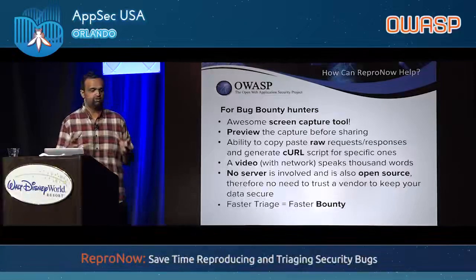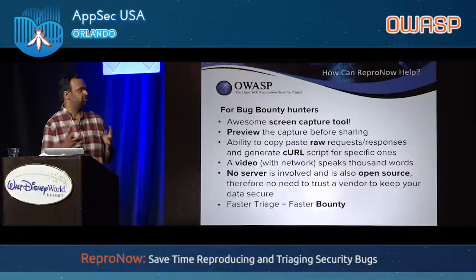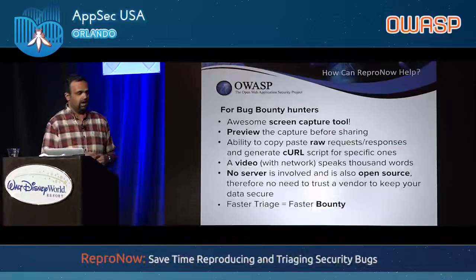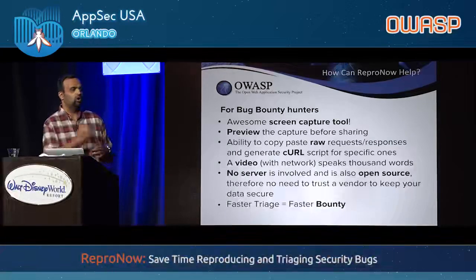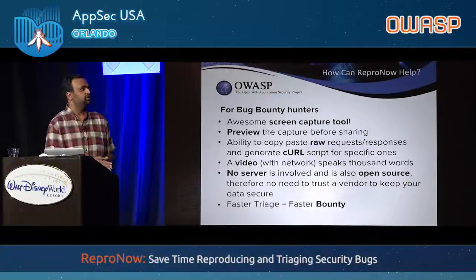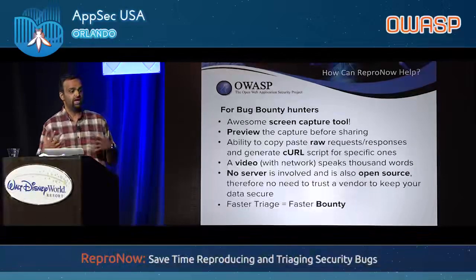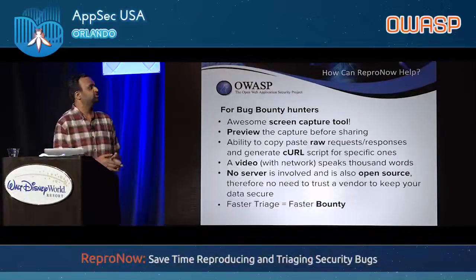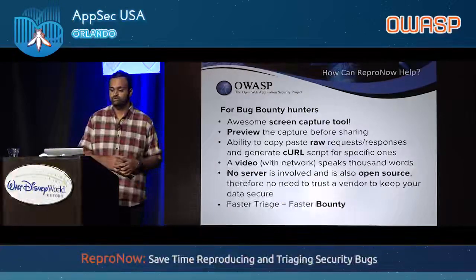We also have the ability for you to copy and paste raw requests and responses, and also generate a curl script, as you saw in the demo. Instead of writing a long explanation of what your POC is, you can actually generate a video and give it to the security person, because that will help them reproduce faster than explaining all the steps to reproduce.